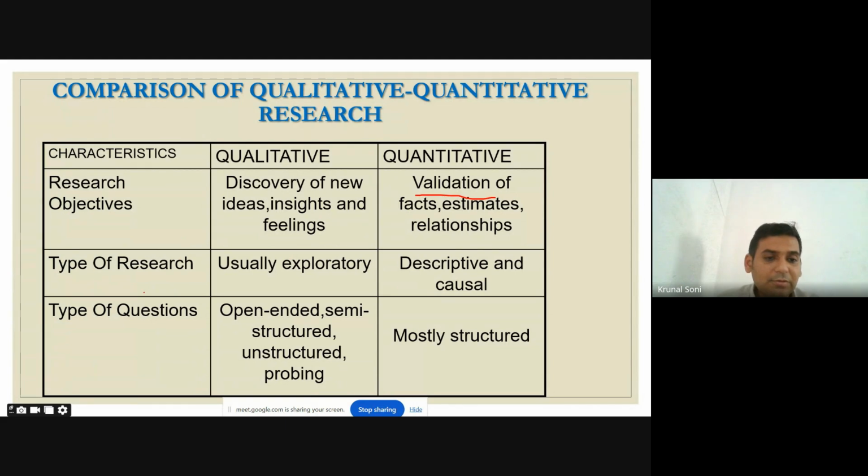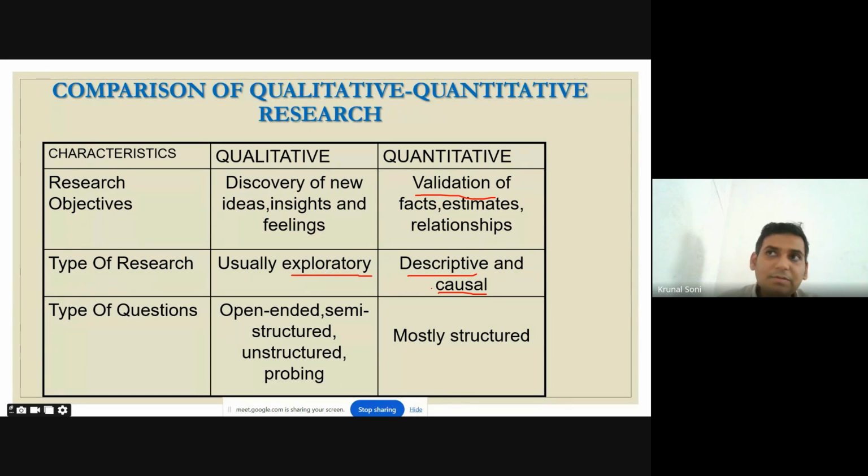Then types of research. Qualitative focuses on exploratory research, where we have to explore new things, new theories, new ideas, new topics, and descriptive and causal in terms of quantitative.